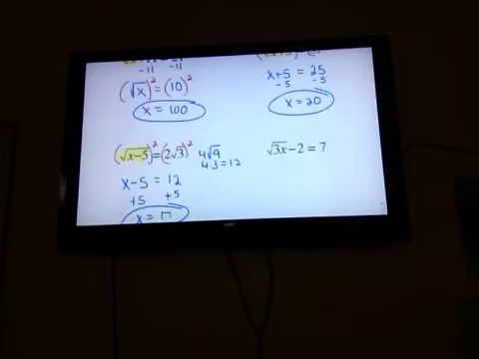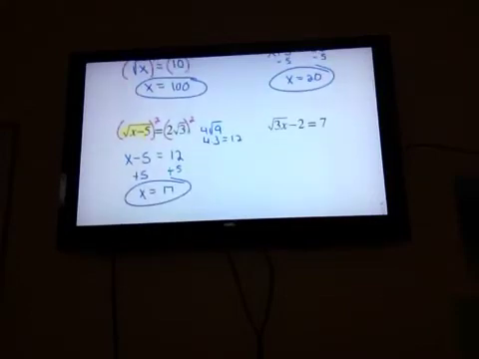So could you do like 2 squared, which equals 4, and then you just multiply it by the one that's under the square root? Yep. That'll work every time.